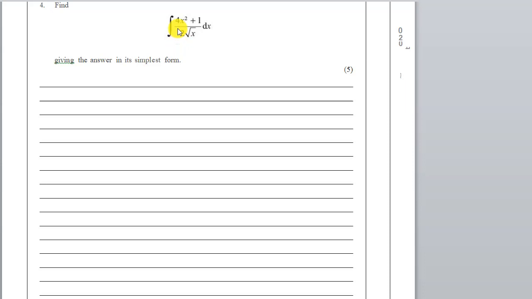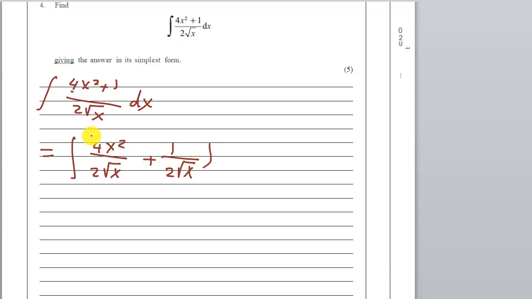Find the integration of 4x squared plus 1 divided by 2 square root of x dx, giving the answer in its simplest form. So the integration that we have is the integral of (4x squared plus 1) divided by 2 square root of x dx. So it's equal to the integral of 4x squared divided by 2 square root of x plus 1 divided by 2 square root of x, total dx. So it's equal to the integral of this part, which is 2x to the power 2 minus half, is equal to 3 over 2.